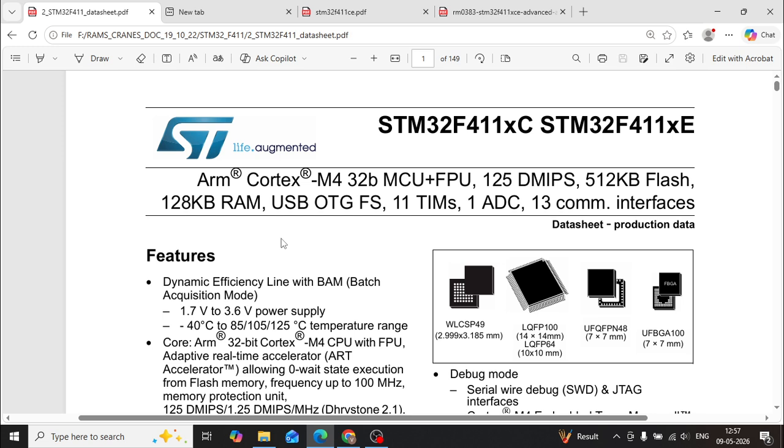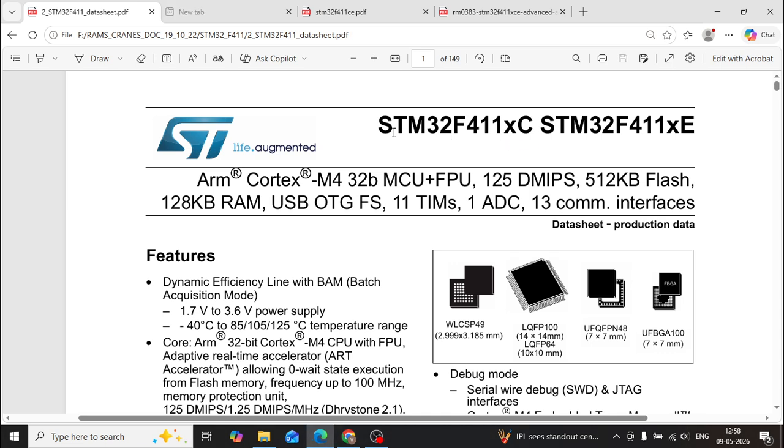STM32. So guys, as I told you already, STM32 is one of the very high-end microcontrollers, and most of the industrial applications use it. Under STM32 there are different series of microcontroller. More than 100 different series are available under STM32. What you are seeing on the screen is the STM32F411 series. This is also one of the industry standard microcontrollers, but there are different microcontrollers available in STM32.